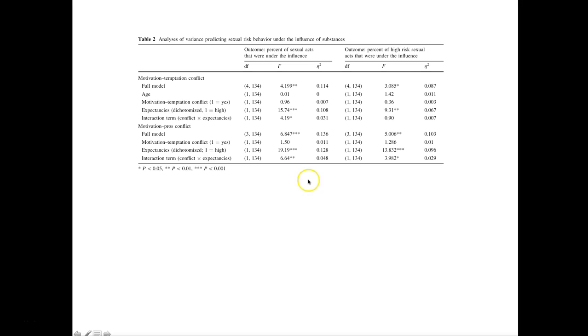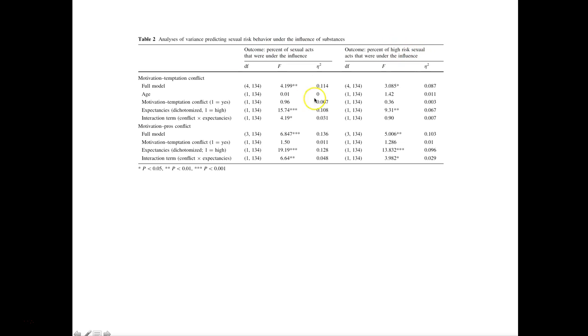And so these are also from the paper, so you can look at these and get a sense of how we laid out the ANOVA table. So this is an analysis of variance predicting sexual risk behavior under the influence of substances. We predicted two different outcomes. So one dependent variable is the percent of sexual acts that were under the influence. Another dependent variable is the percent of high-risk sexual acts that were under the influence. So this is condomless sex with a casual partner.